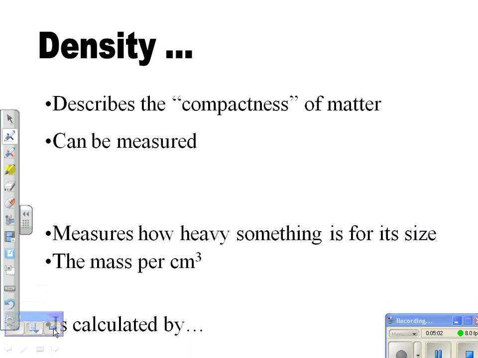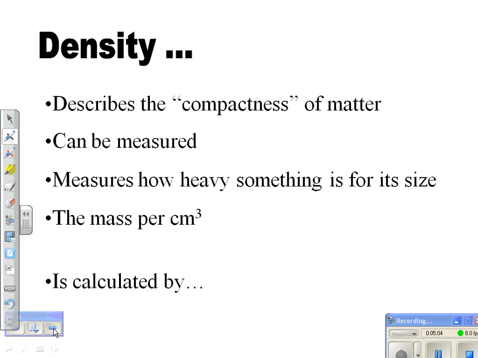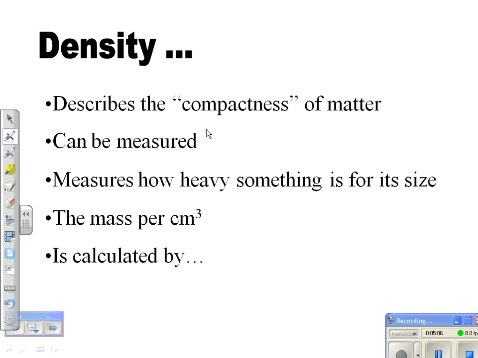Just a quick review of density. It describes how compact or smushed together stuff is in a material. It can be measured since we can measure mass and volume. It measures how heavy something is for its size. If you pick up something that's dense, you'll think, whoa, this is really heavy. But what you're really thinking is this is heavy for its size. Density, you could say, is just the mass per cubic centimeter of material.